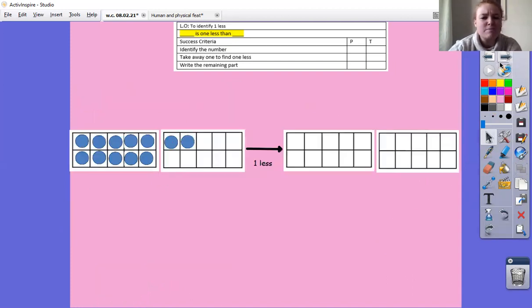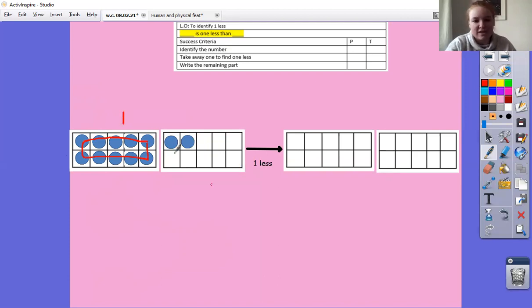Fantastic. Okay. So today we're going to carry on looking at 1 less. So 1 less than. So what number is this to start with? Let's figure out what number it is before we find out what 1 less is. So identify the number. How many tens have I got? I've got 1 ten because I've got 1 complete tens frame. Have we got any more complete tens frames? No, so that's 1 ten. Fantastic.